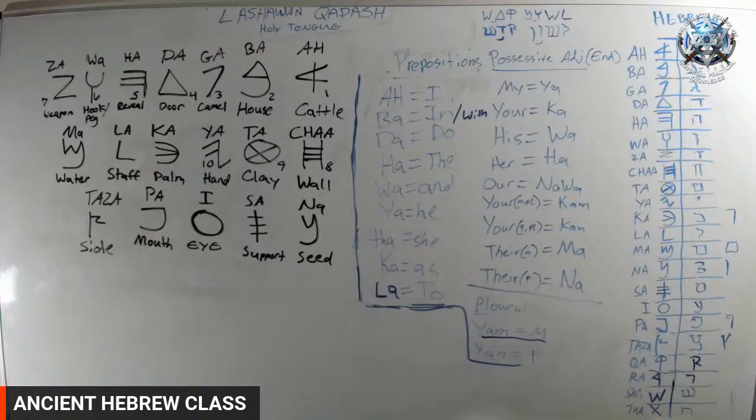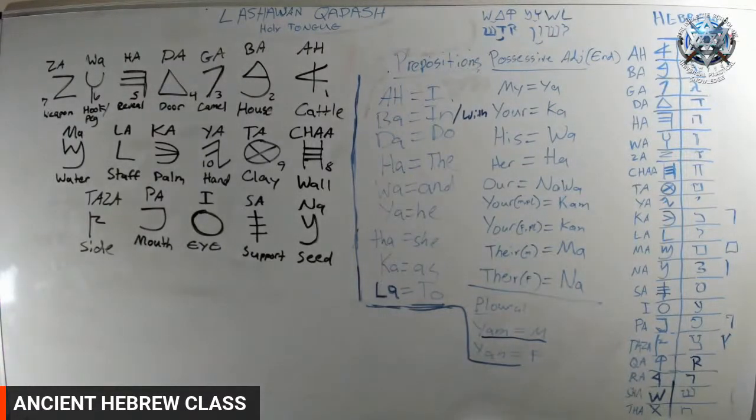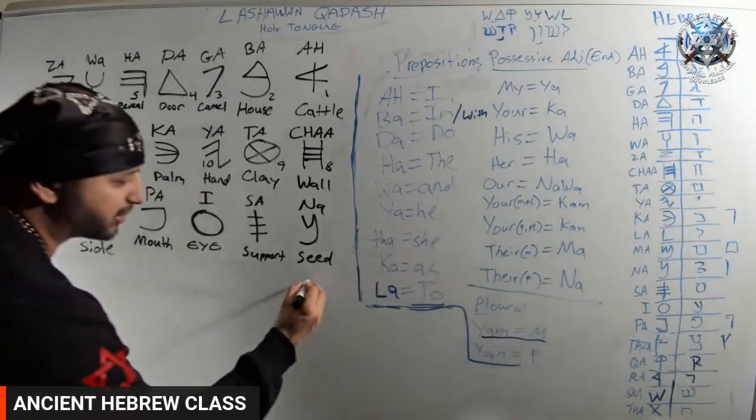Matter of fact, let me finish the rest of the alphabet, and then I'll show you more examples of how these characters are used for people's names. Qua. Let me draw it right here.